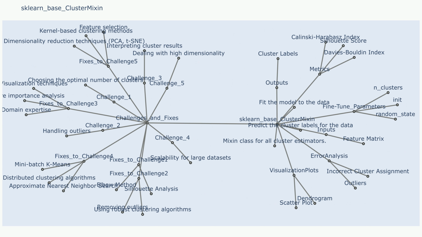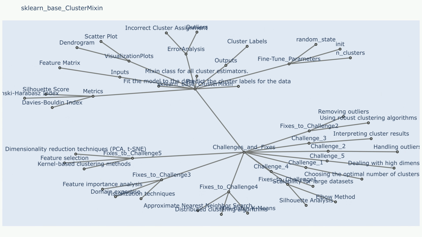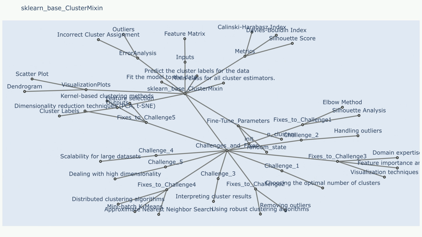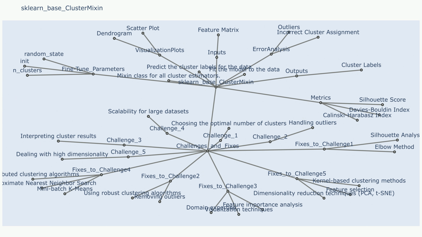Metrics. Silhouette score. This metric measures how similar an object is to its own cluster compared to other clusters. A higher score indicates a better clustering. Calinski-Harabasz index. This metric measures the ratio of between-cluster variance to within-cluster variance. A higher score indicates a better clustering. Davies-Bouldin index. This metric measures the ratio of within-cluster distances to between-cluster distances. A lower score indicates a better clustering.